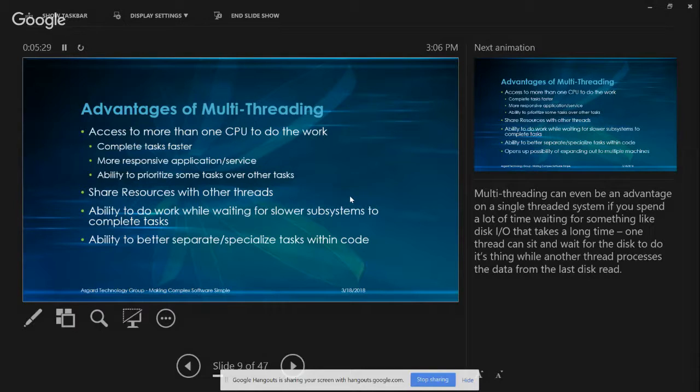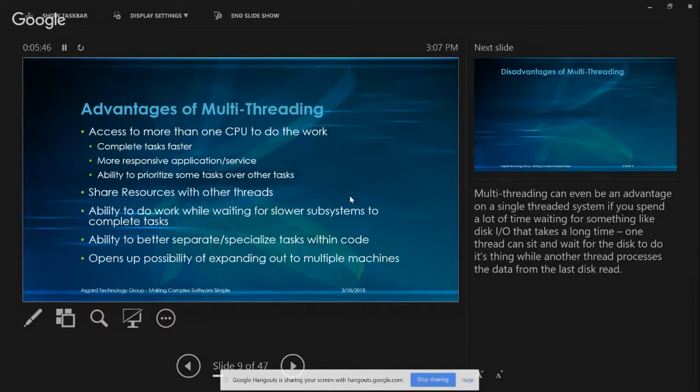I think that if you design for multi-threading, you're also adding better separation and specialization of tasks within the code. I think the code itself is better if you put in the effort. But once again, maybe you don't have to. It also opens up the possibility of expanding to multiple machines. If you've separated out the tasks, then if you can't process everything on one machine, you're in a better position to enhance performance by spreading out onto multiple machines.